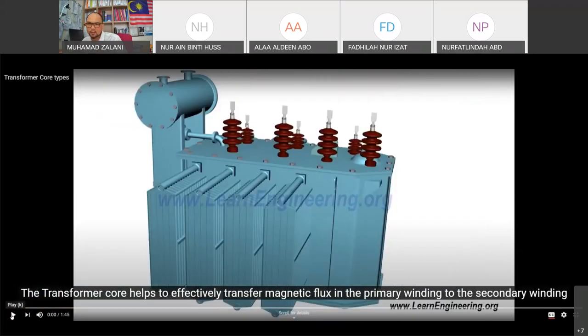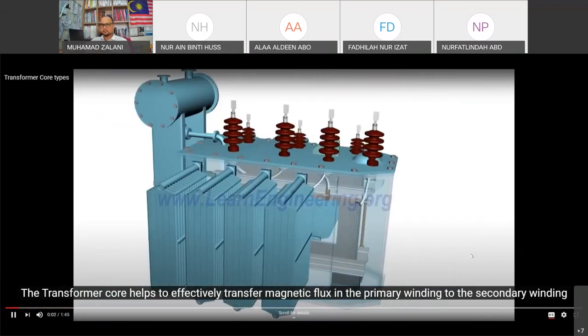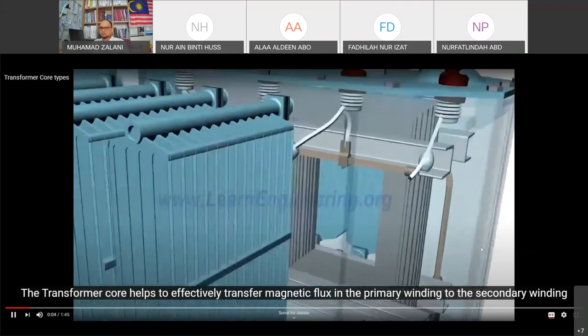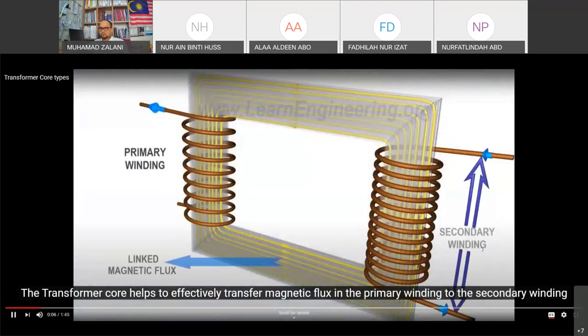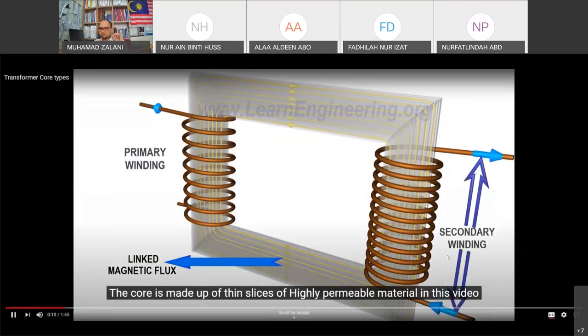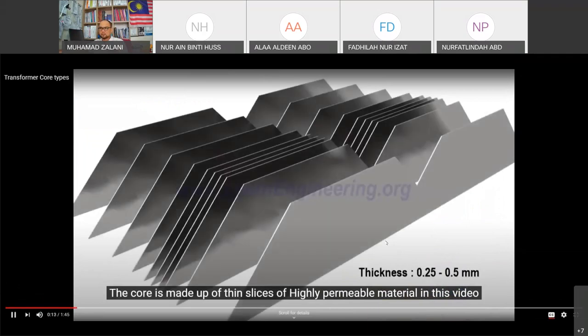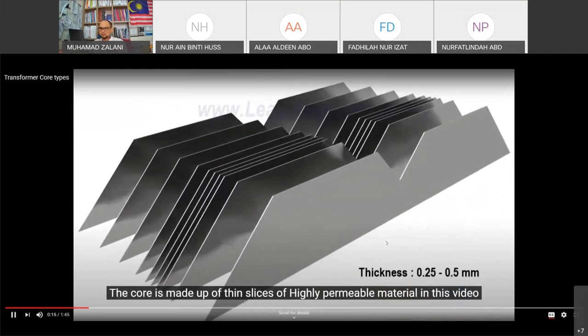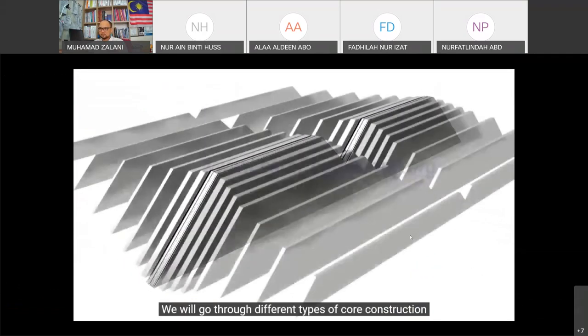The transformer core helps to effectively transfer magnetic flux in the primary winding to the secondary winding. The core is made up of thin slices of highly permeable material. In this video, we will go through different types of core construction.